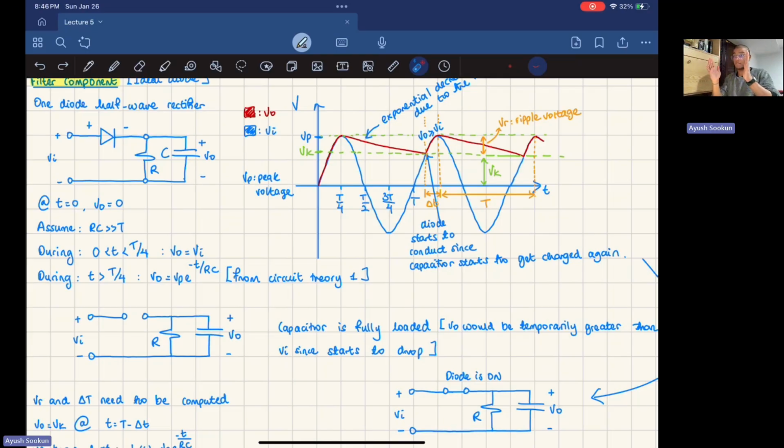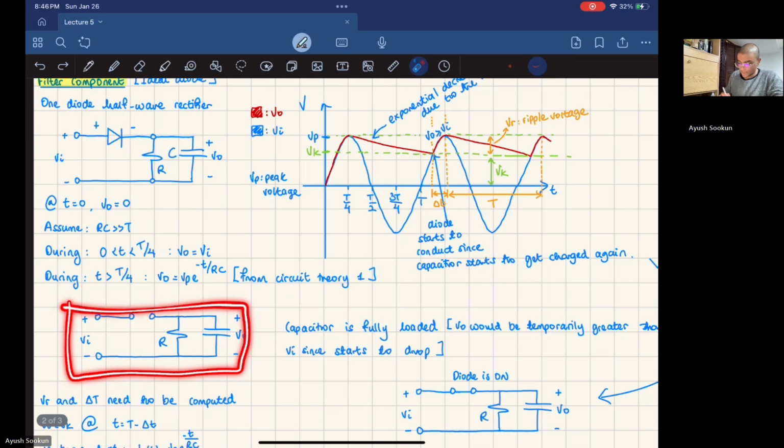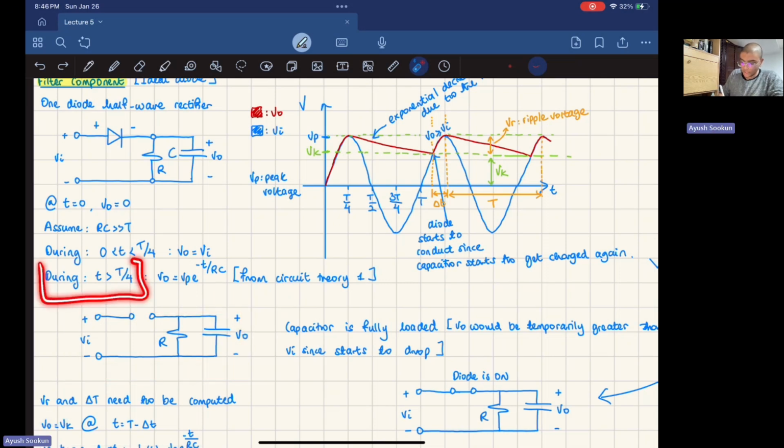So the diode is not going to be in the forward region anymore because of the voltage configuration. The output is bigger than the input, so it's going to be off. It's going to be an open circuit. So the circuit is going to transform to this. Now I have, during t greater than T over 4, so this is T over 4, I'm talking about this kind of region right here. V0 would be Vp times e to the minus t over RC.